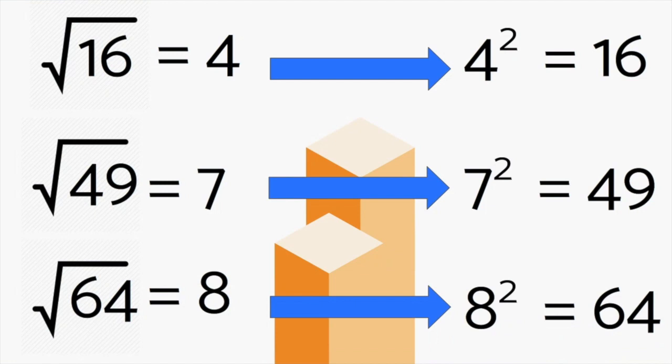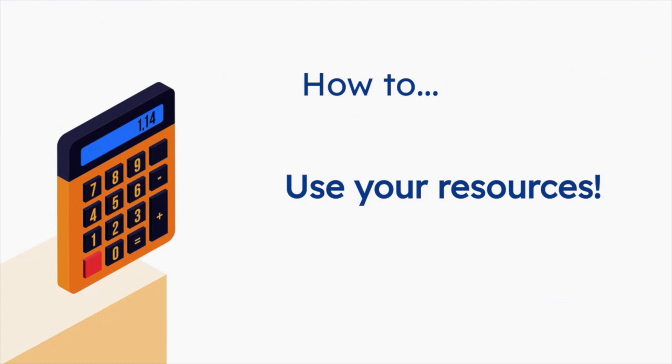64. So maybe this gives you an idea of how squares and square roots are related. Now that we've gotten the basics out of the way, let's talk about how we use our resources. In this instance, we're talking strictly calculators. So pull out your cell phones.